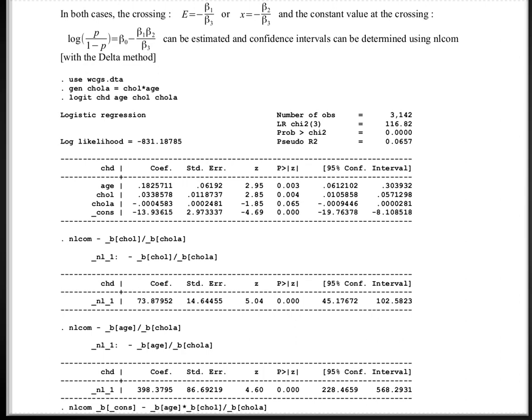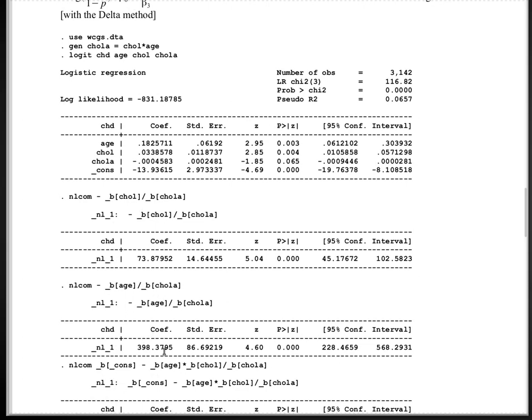Keep in mind that number is an age. We're wondering about the crossing here. That occurs for individuals aged roughly 74. The second crossing, minus beta 1 over beta 3, is this number. Again, a pretty big number here. We're getting a number nearly 400. Notice this number is a cholesterol value. So there's an age, and there's a cholesterol value.